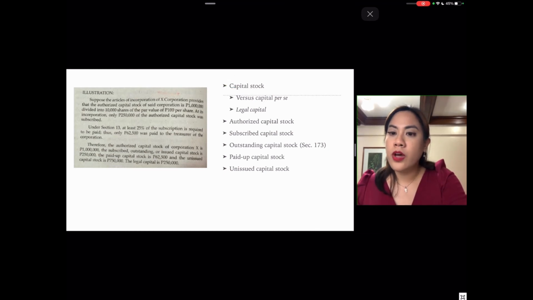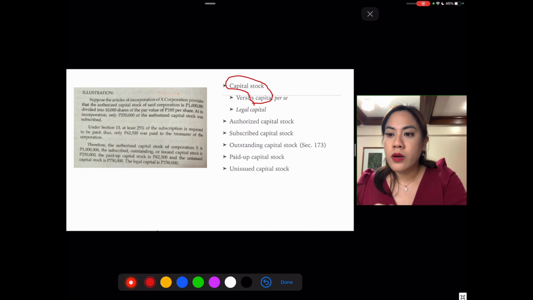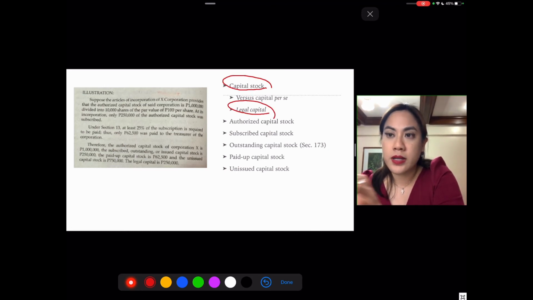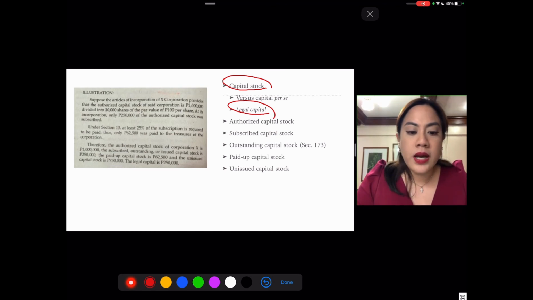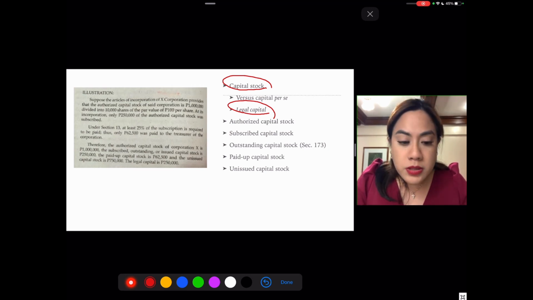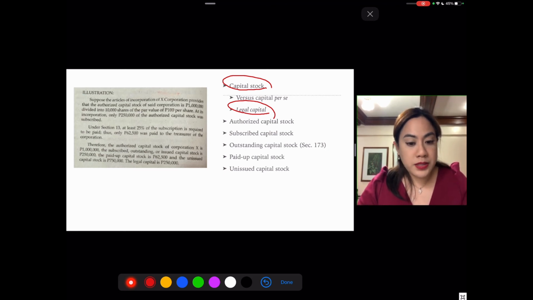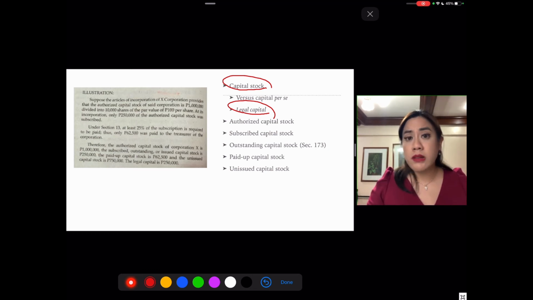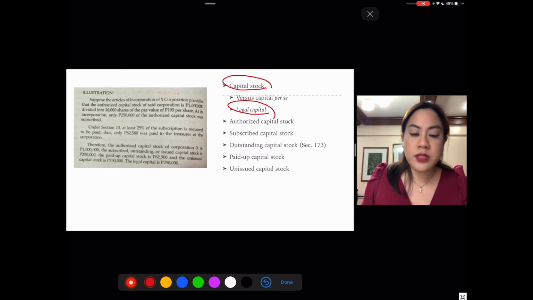Now, when we differentiate capital stock from legal capital, it's fairly easy. They both remain unchanged, except when outstanding shares are increased or reduced in number or amount. Capital stock limits the maximum that may be issued without amending the articles of incorporation, whereas legal capital sets the minimum amount, which is for the protection of corporate creditors, since these may not be lawfully distributed to stockholders.